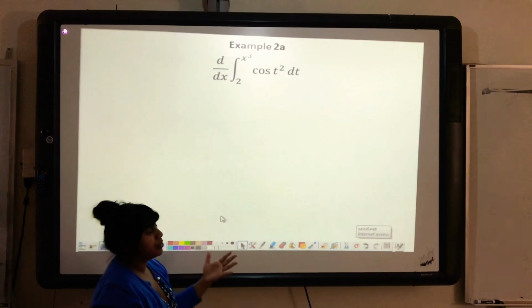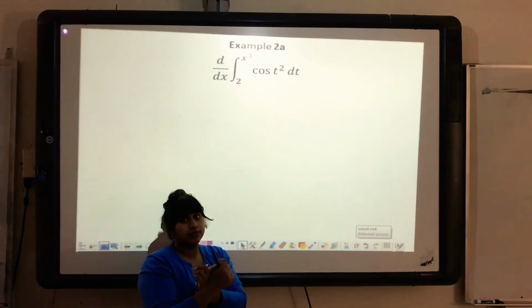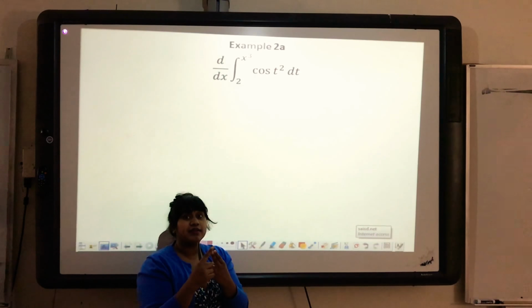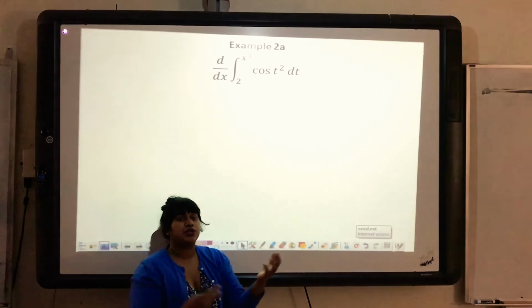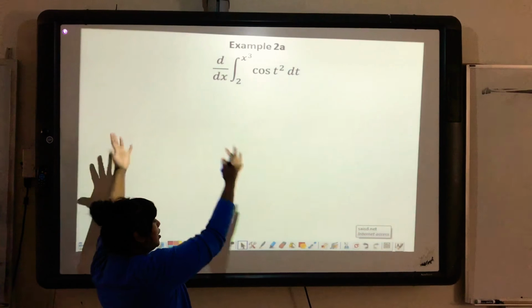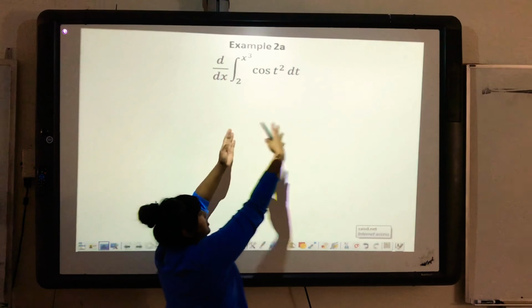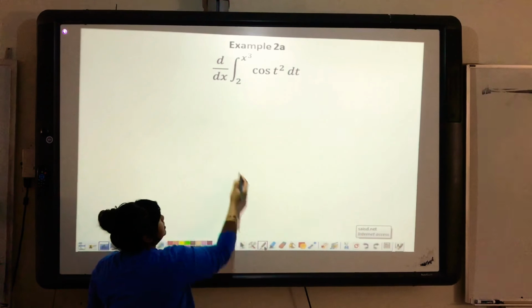All right, let's run through our checklist. Is A a constant? Yes. Is B just X? No. But is it something I can replace? Yes. So what are we going to use? We're going to use our second condition, and we're going to put our replacement multiplied by the derivative of our B. So what are we replacing?